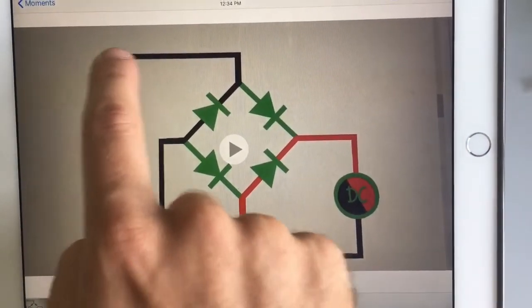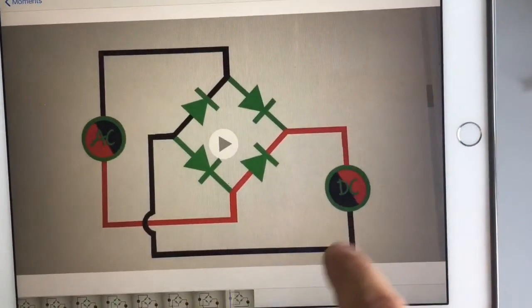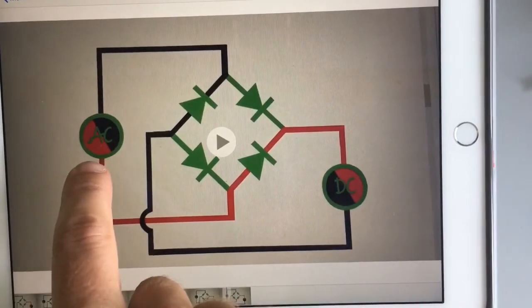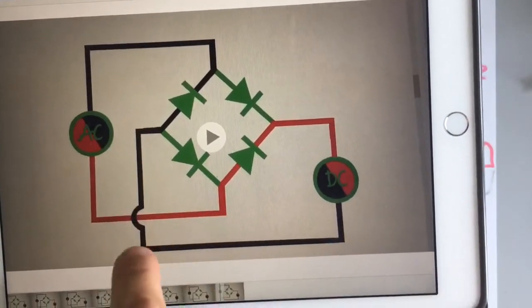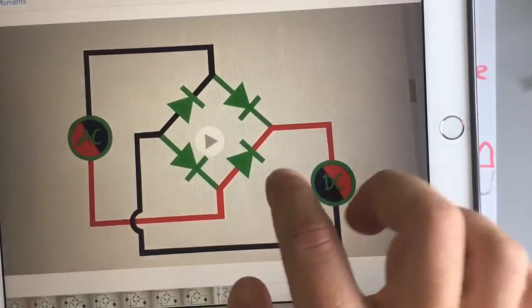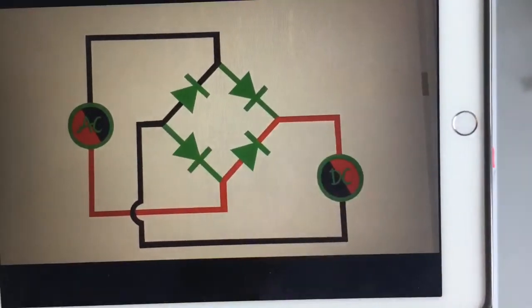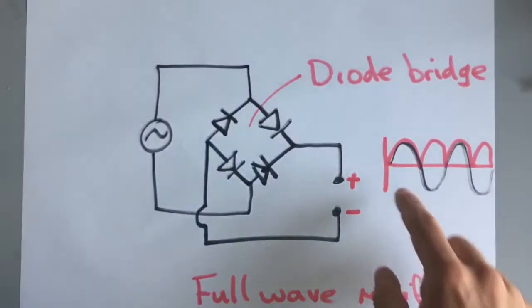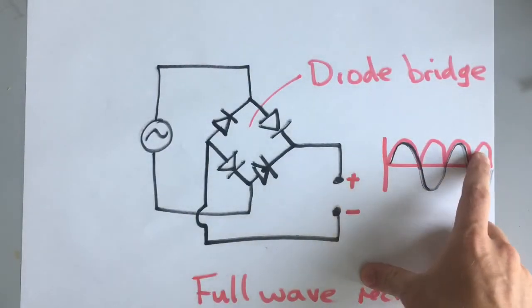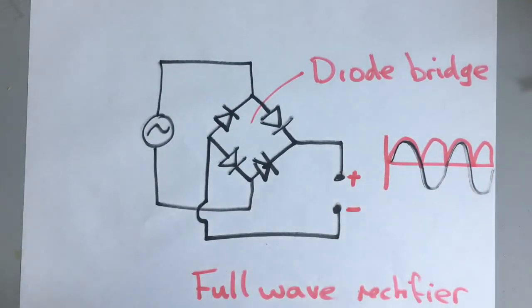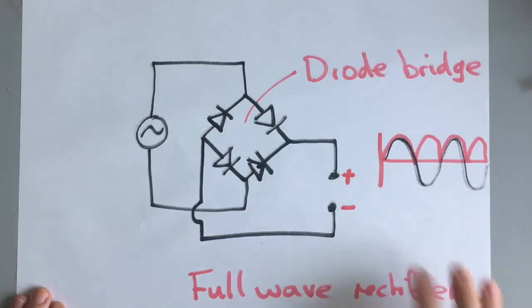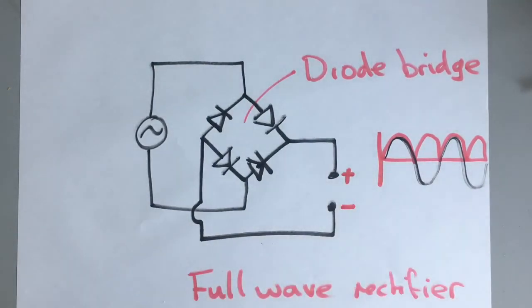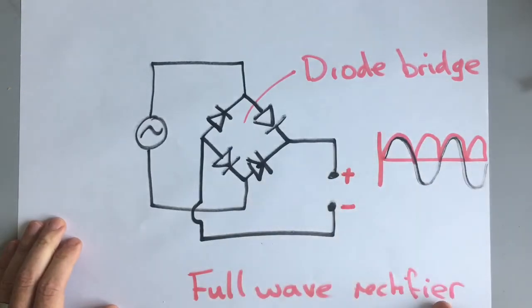Just the same as the negative here travels this way, and the negative, if it comes this way, the negative travels this way. So the bottom half of the DC there is always negative and the top half is always positive. So that is going to give us this shape graph with that diode bridge. Now obviously that isn't a perfect DC signal, but it's getting there.